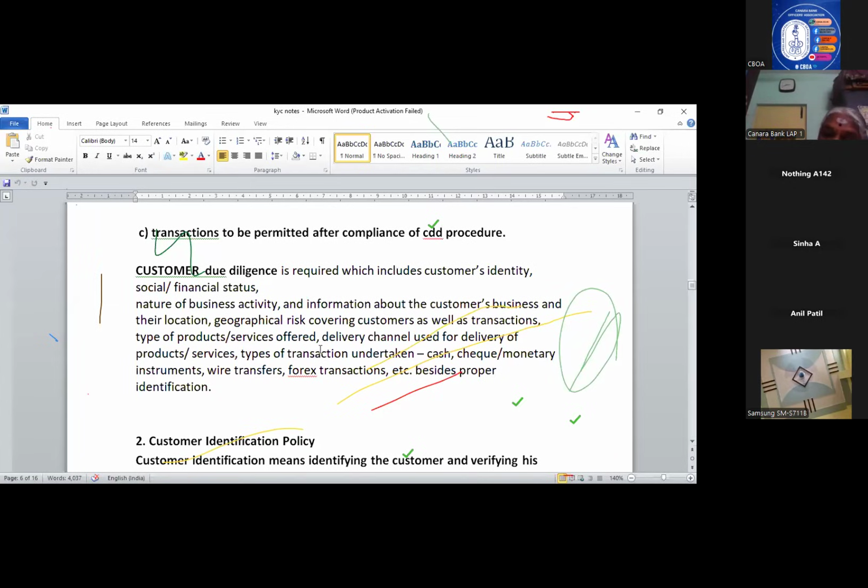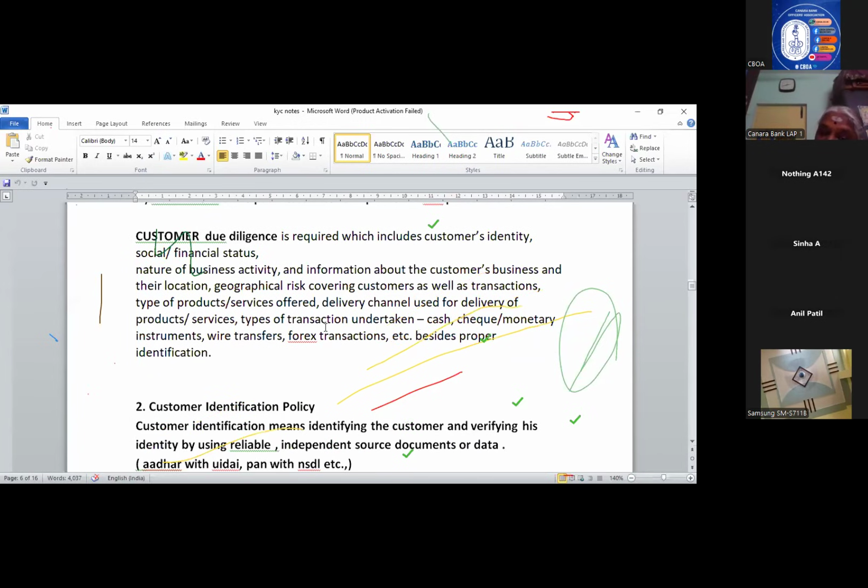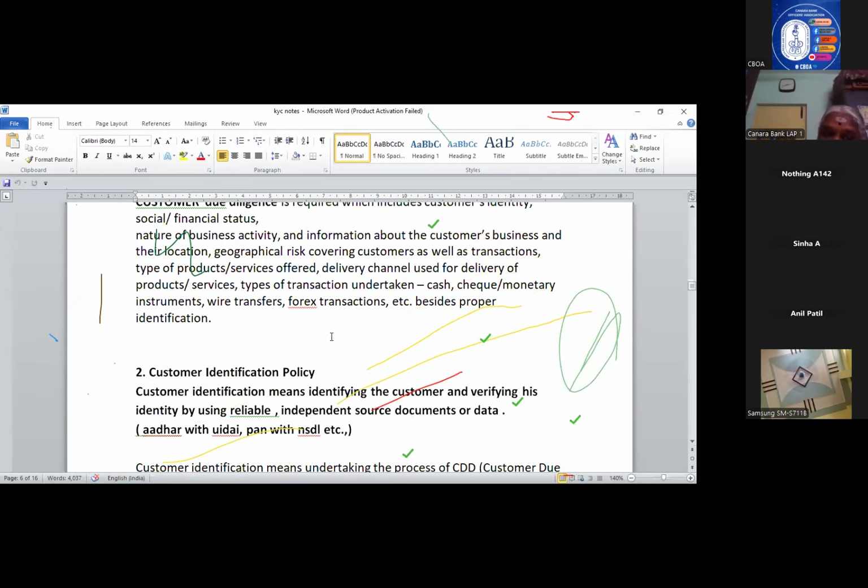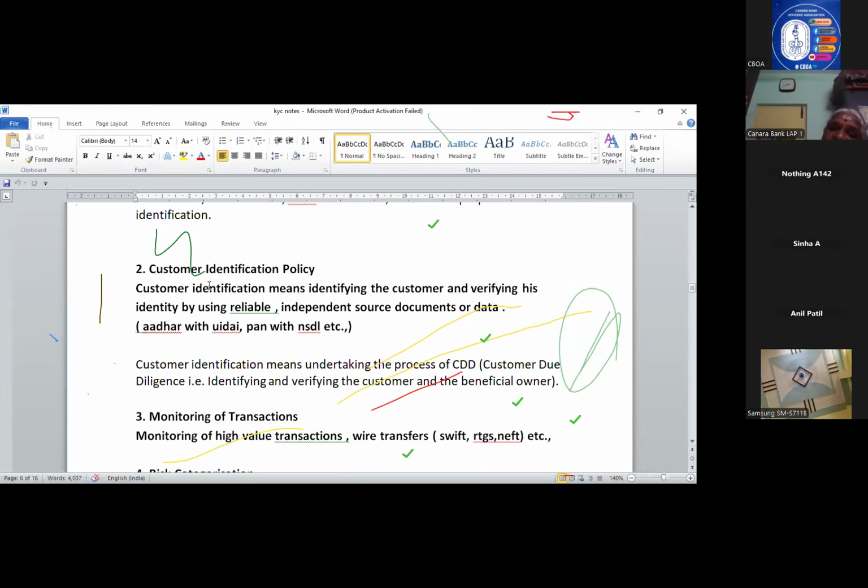But here also, when we accept a person as a customer, the status of the customer and his financial activity should match. If it is not matching, we should question them why it is happening like this. Okay.